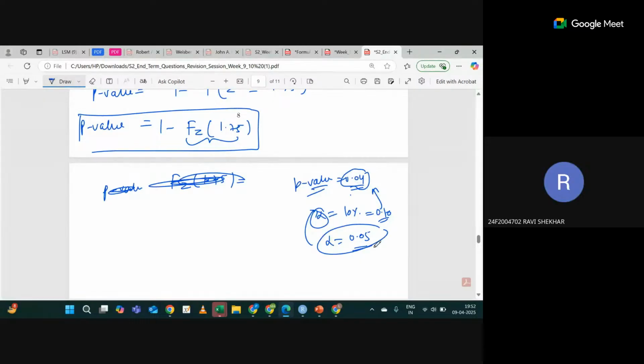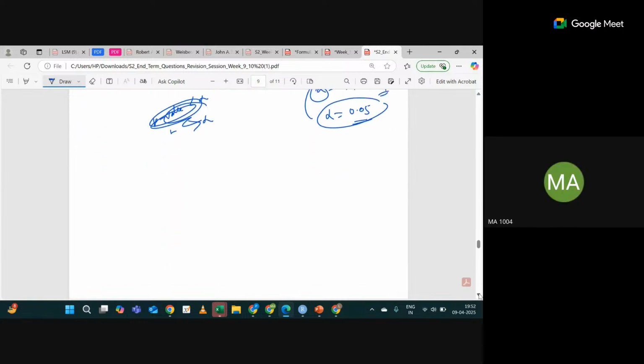Clear? Yes, sir. Sir, in some questions, we directly used p-value rather than going for critical values, and then compared it with alpha. Yeah, that is different. Don't worry, that doesn't come here. If p value is less than alpha, then reject; if p value is greater than alpha, don't. That's not here. We can discuss it later. Okay, I got your point.